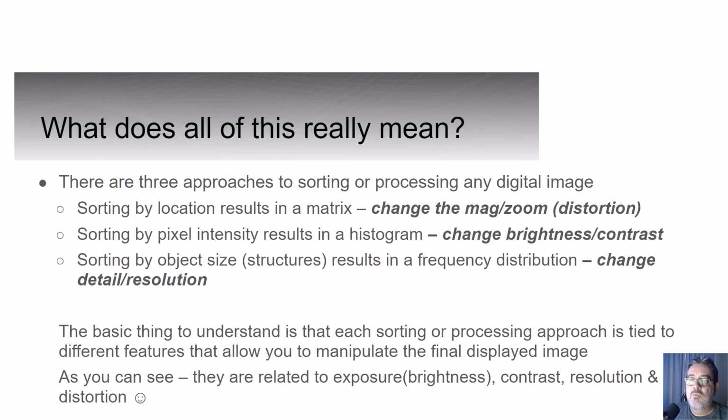The main takeaway is to understand that each sorting or processing approach correlates to different features that allow you to manipulate the final image. These all factor into attributes of the final image, such as exposure or brightness, contrast, resolution, and distortion. We'll end this presentation here and pick up on histograms next time.